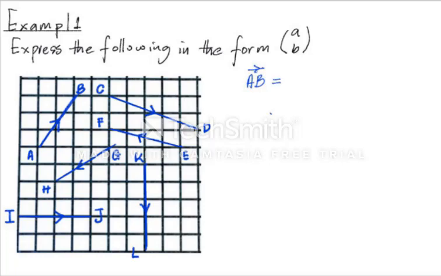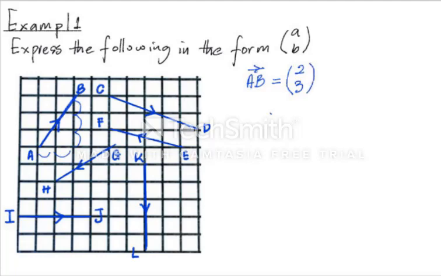All right, in moving from A to B, I would have moved what? Horizontally, 1, 2 units to the right. So the horizontal movement goes to the top, and I would have moved vertically 1, 2, 3 units upwards. So that value goes to the bottom. The 3 goes to the bottom. So AB would be the vector 2, 3.